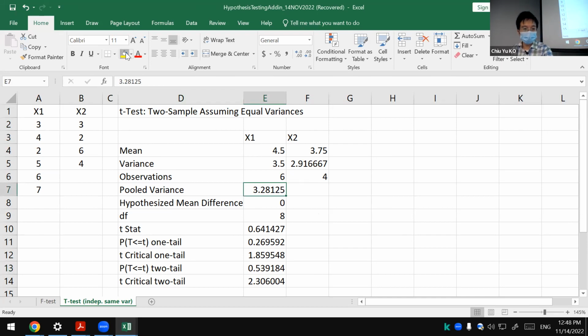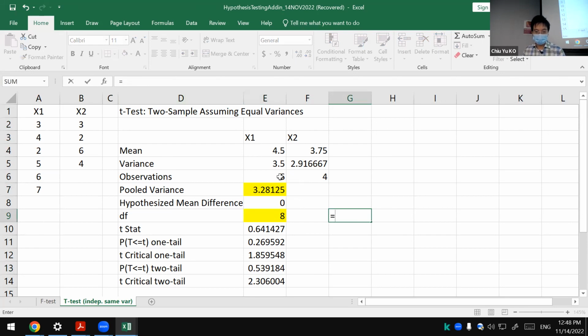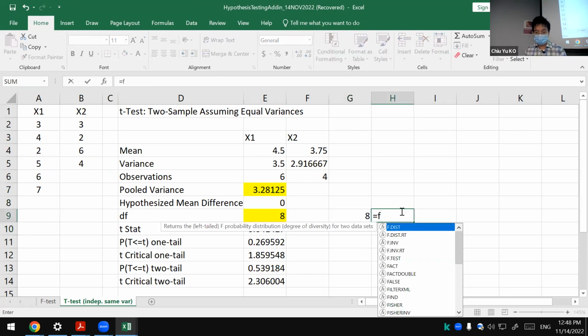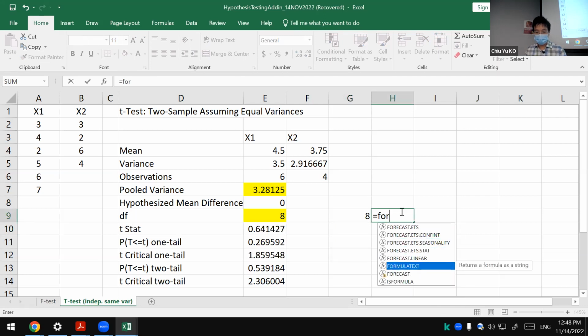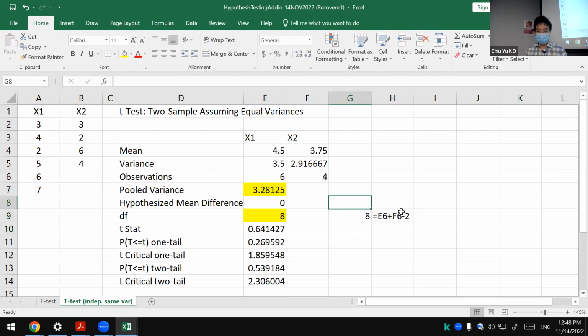So the main thing is the pooled variance, right? And this is coming from N1 plus N2 minus 1, right? So just to illustrate this to you, this is just N1 plus N2 minus 2, if you still remember. So this is how we calculate that. And just remember how we calculate this guy.